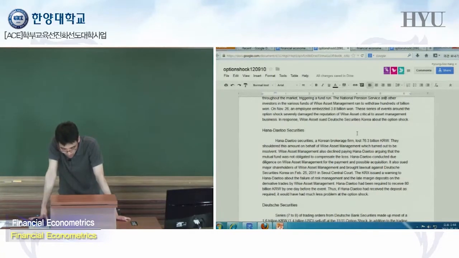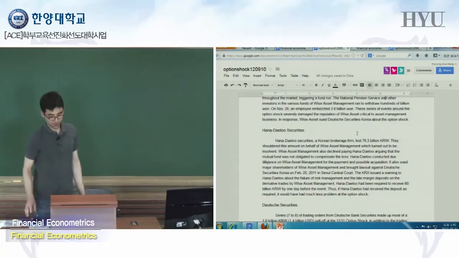And then the KRX issued a warning to Hana Daetu about the failure of risk management and the margin deposit on the derivative trade by YG Asset Management. Hana Daetu had been required to receive 80 billion Korean won one day before the event, but they didn't. Thus, if Hana Daetu had received the deposit as required, it would have had much less problem at the option shock. But clearly, that 80 billion Korean won is again more than 70 times the capital of the YGS Management. So anyway, that was impossible.